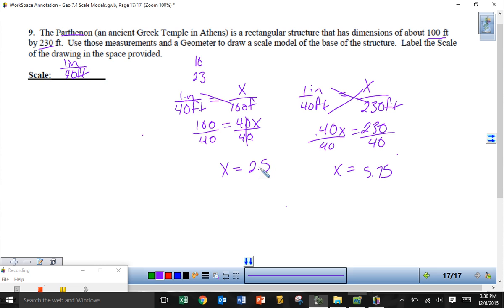Okay, so you would take your geometer at this point and draw a scale representation of this rectangular building, the base of it, okay, with the long side being 5.75 inches, which on our geometer is going to be 5 3/4 inches. And then the other side being 2.5 inches, or on your geometer, 2 1/2 inches. Okay, this is one example of the many different options that we could have picked for scale factors. You might have to play around with different numbers to see which ones end up as nice numbers that we can draw easily on our model.